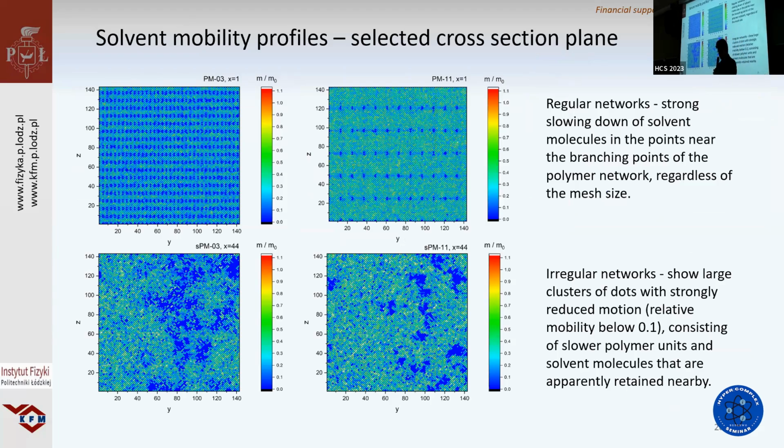Solvent mobility profiles. Reduced mobility of solvent movement compared to a system consisting only of solvent in regular PM networks. Irregular SPM networks represent a large cluster of points with significantly limited movement, consistent with slower polymer units and slower molecules.